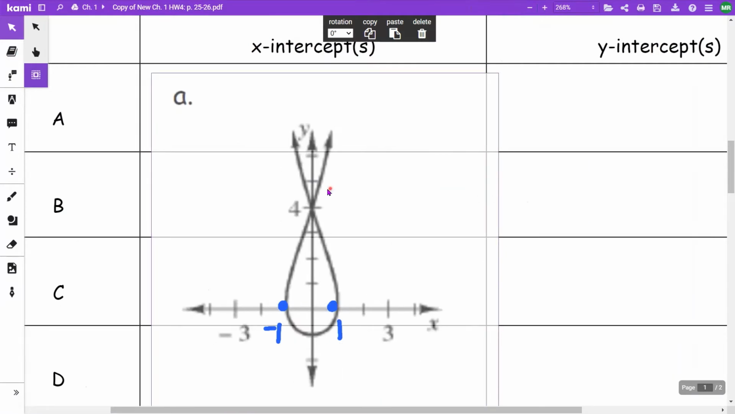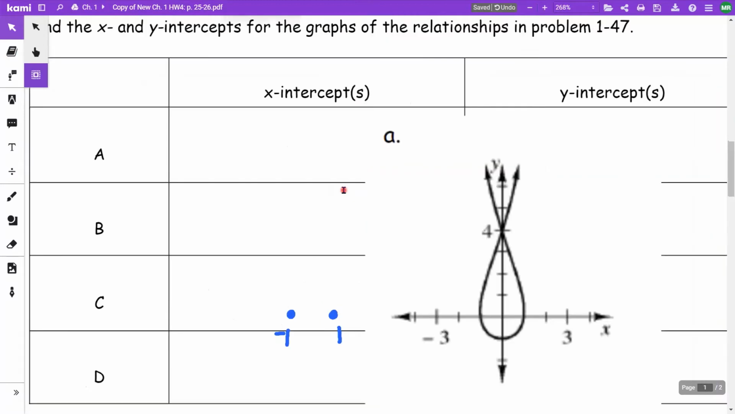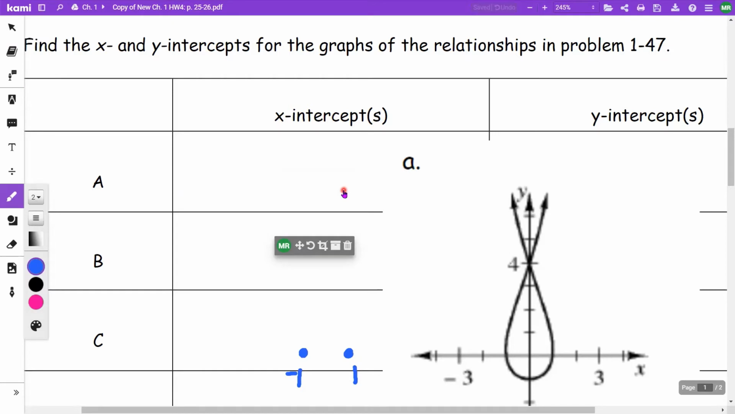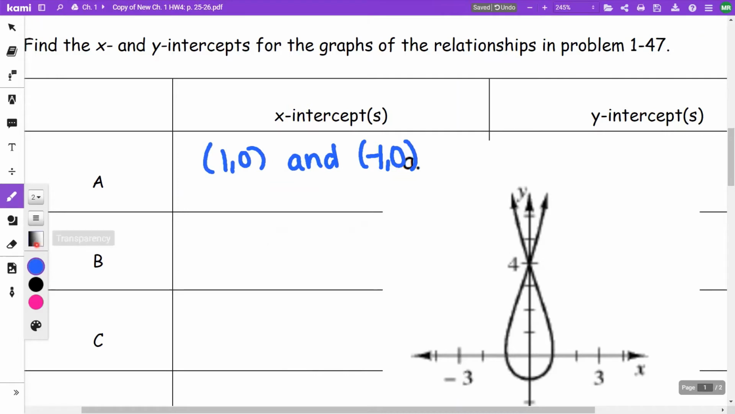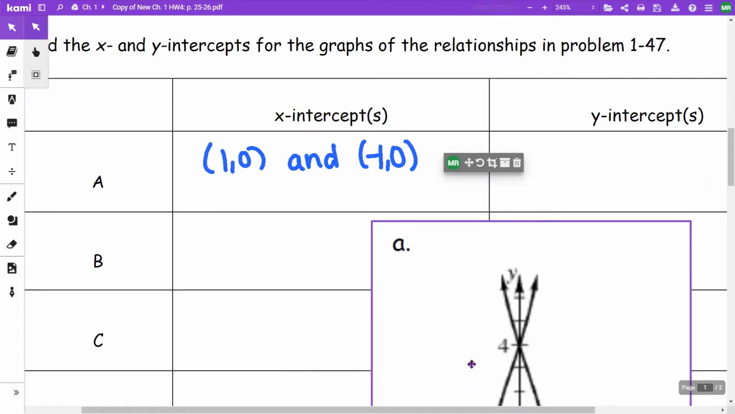Okay, at 1 and at -1. I'm just going to move this. So this is going to be at 1, 0 and -1, 0. I'll just get rid of this. At 1, 0 and -1, 0. We want to write it as a point so that we see a relationship, okay?